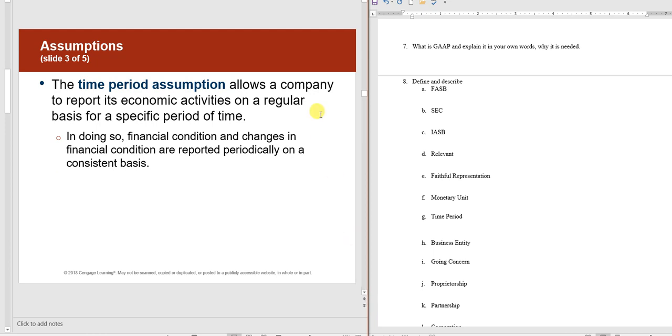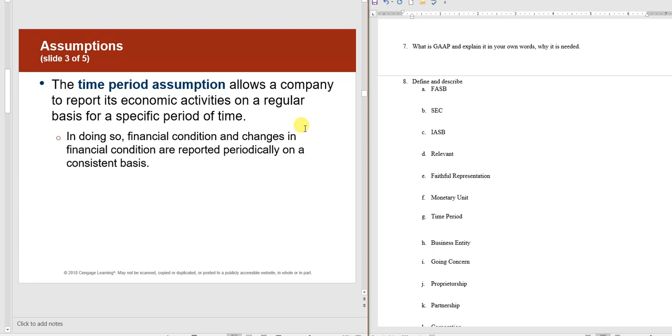Time period assumption. We follow, generally in financial reports, a year. Why? Because the year was already set up by the Gregorian calendar, so we decided to. What other time period would you use? If I'm going to compare, and I'll use Apple and Amazon again, I want to compare them over the same time period, which is a year.